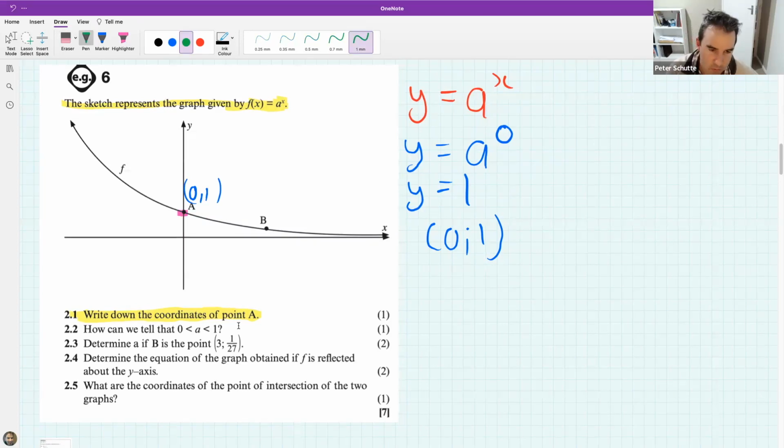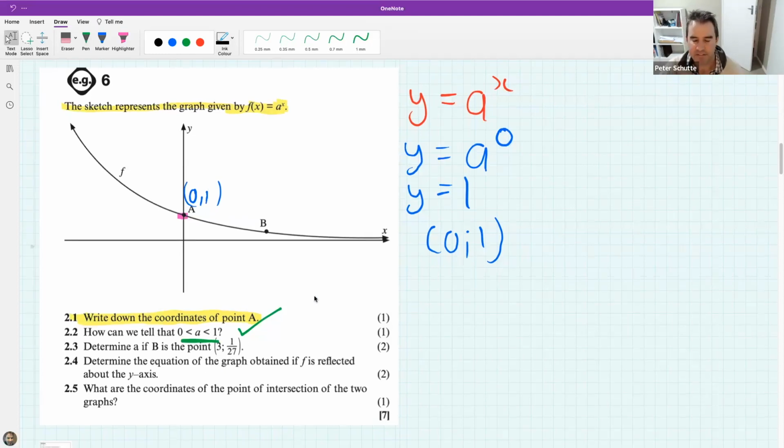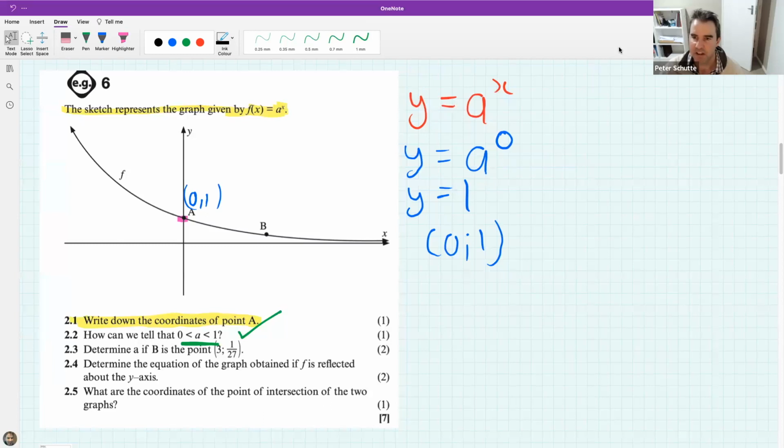Okay, next question. And this one will be so good too. How can we tell that A is between 0 and 1? Pop your hand up if you can give me an explanation or type one out. But this might be quicker to just say. How can we tell that the A value must be between 0 and 1? What gives it away in terms of the graph? What piece of evidence that you've seen before, what clue?